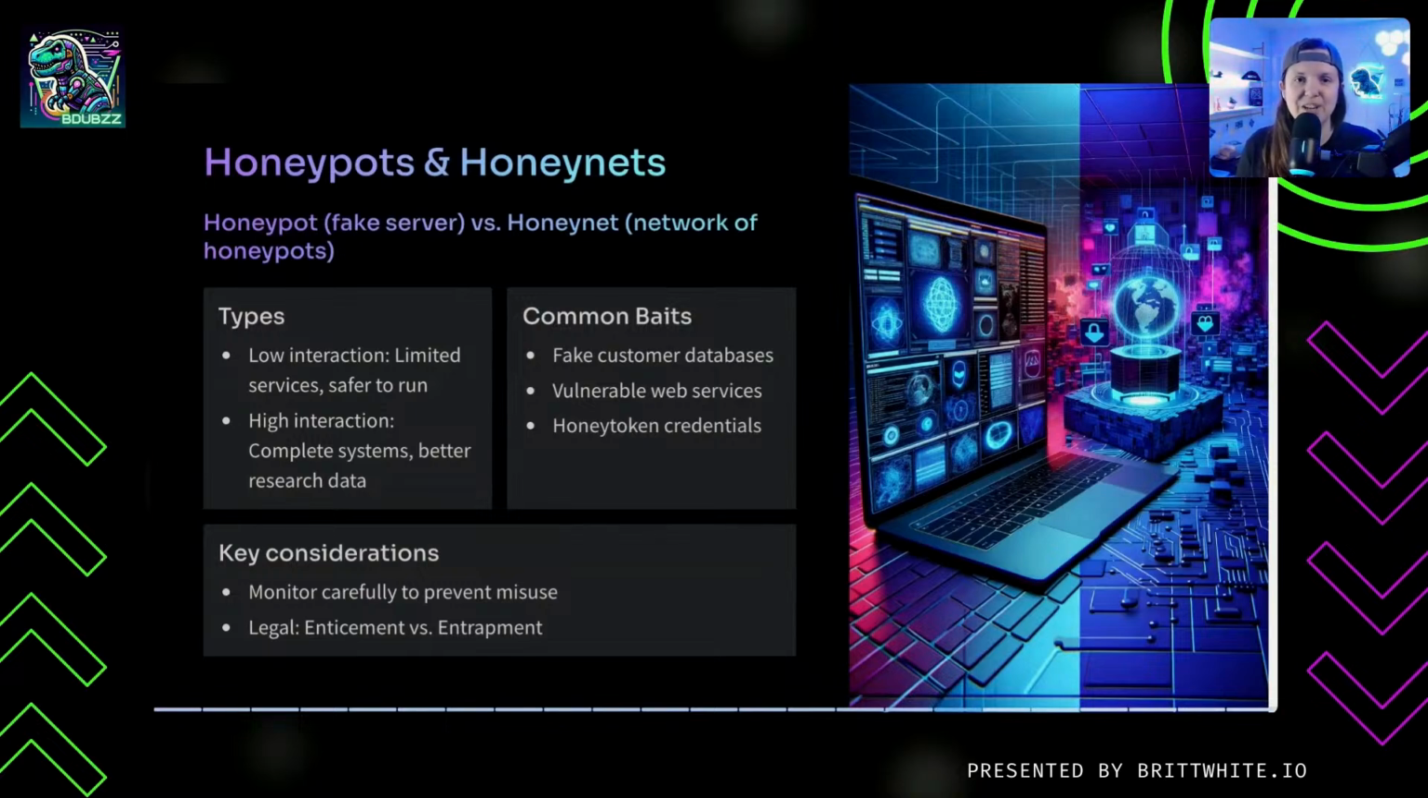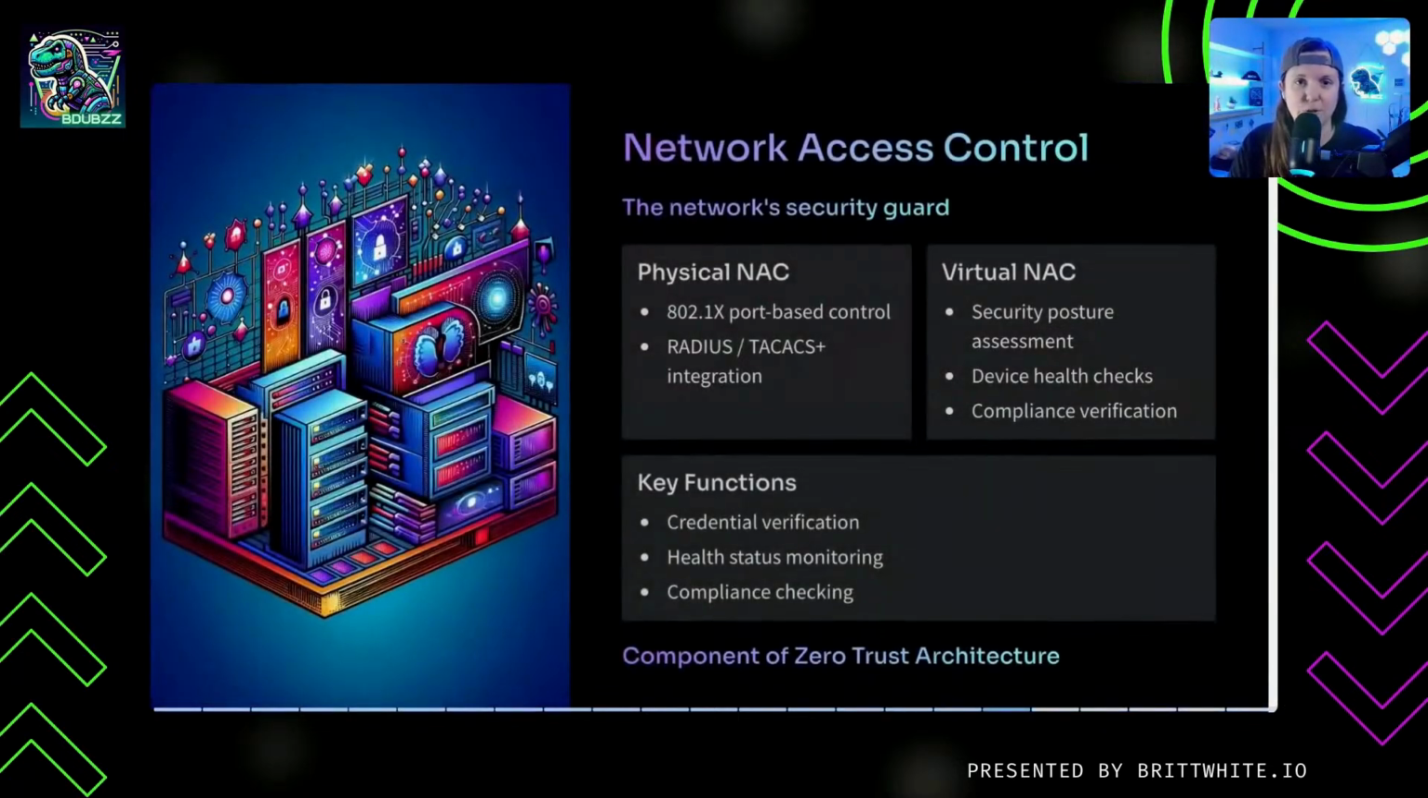Now that we're done exploring these traps, let's shift gears to controlling who can get into our network in the first place. Now we're diving into Network Access Control, or NAC. Think of NAC as your network's strict security guard. It checks credentials, health status, and compliance before letting any device connect to your network. NAC comes in two main flavors, physical NAC and virtual NAC, and it's a crucial component of modern zero-trust architectures.